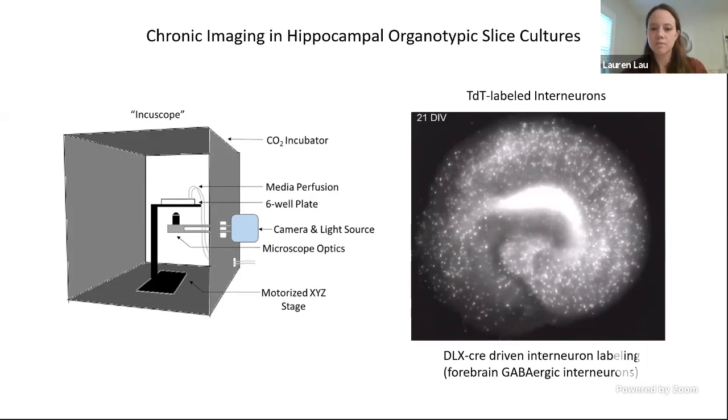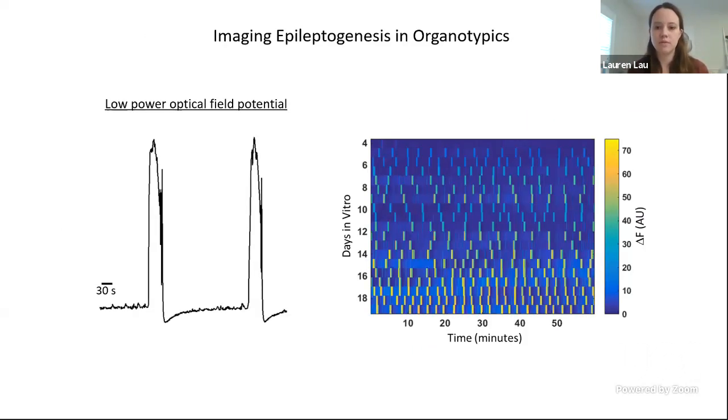So this is a really nice model for us to start to look at what is happening with the seizure activity on a cellular level over time. To first give you a snapshot of what the seizure activity looks like in these slices, we performed low-powered optical field potentials. This is a low level of illumination to look at just the mean fluorescence of the slice over time. So you can see, for example, what our seizure-like events look like. They're tens of seconds long, high amplitude, polyphasic, generally with a postictal depression.